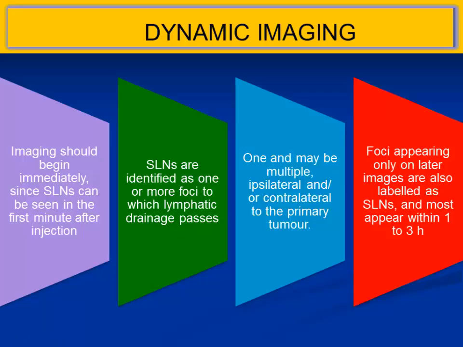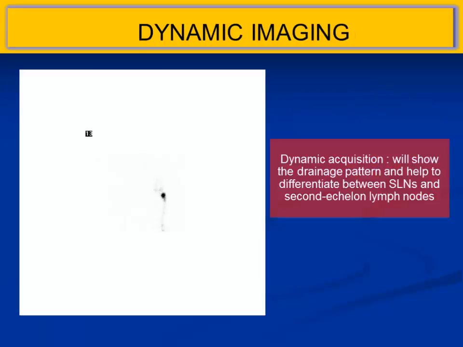Even if you are injecting for a lesion on the right side of the tongue, sometimes you may get a contralateral side. There may be an isolated lymph node. So if it goes to the contralateral side, that also becomes a lymph node. So the surgeon has to look at both sides if it goes contralateral. This is all the dynamic images.